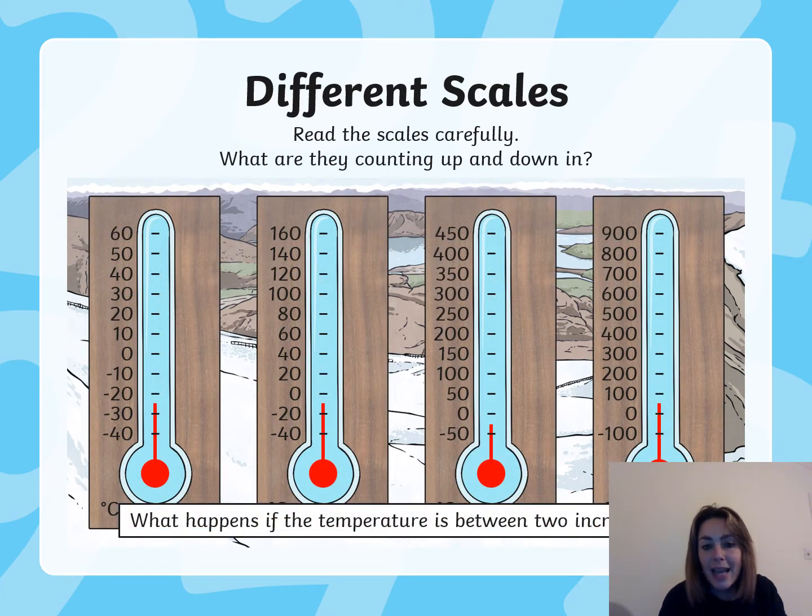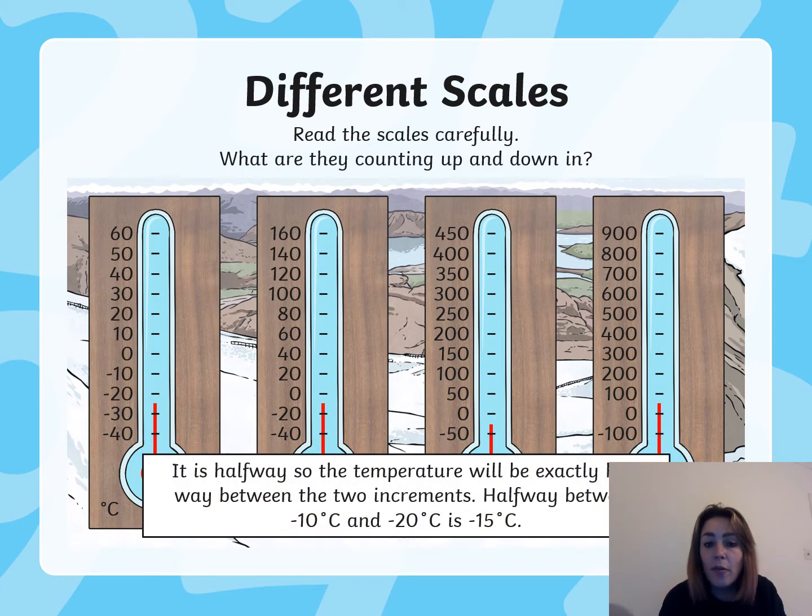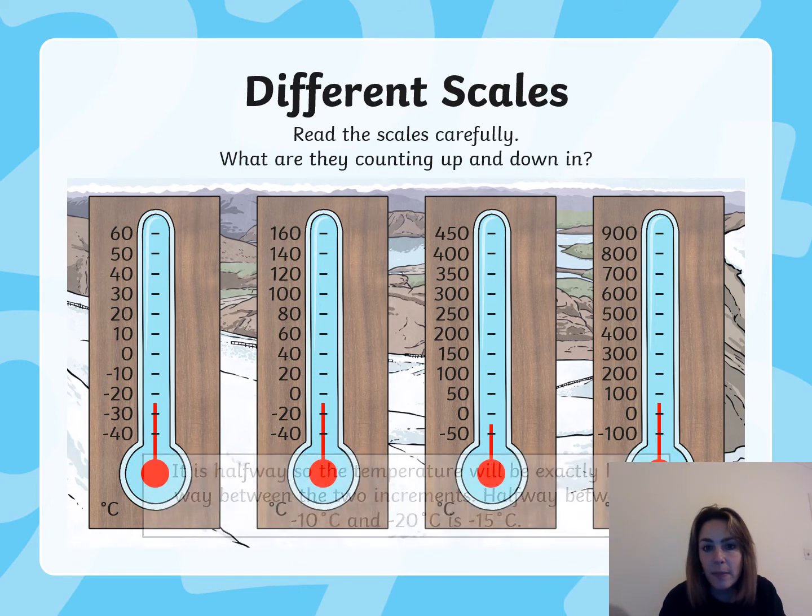Now, what happens if the temperature shown is between 2 different increments? So we don't know exactly where the line ends. If it's halfway between, the temperature will be exactly halfway between those 2 increments. So halfway between -10 degrees Celsius and -20 degrees Celsius is -15 degrees Celsius.